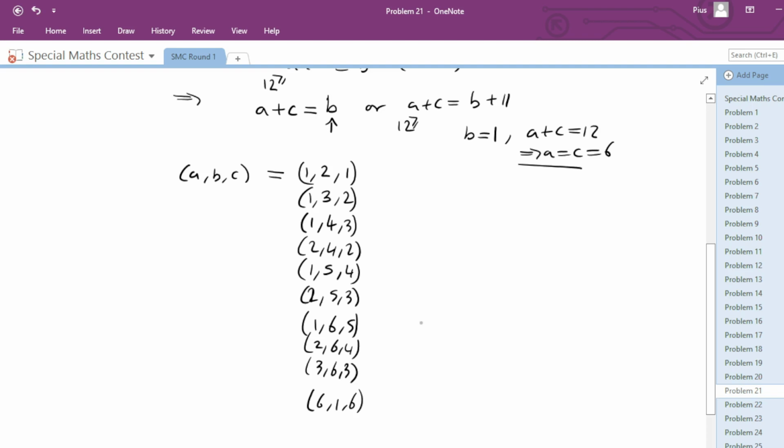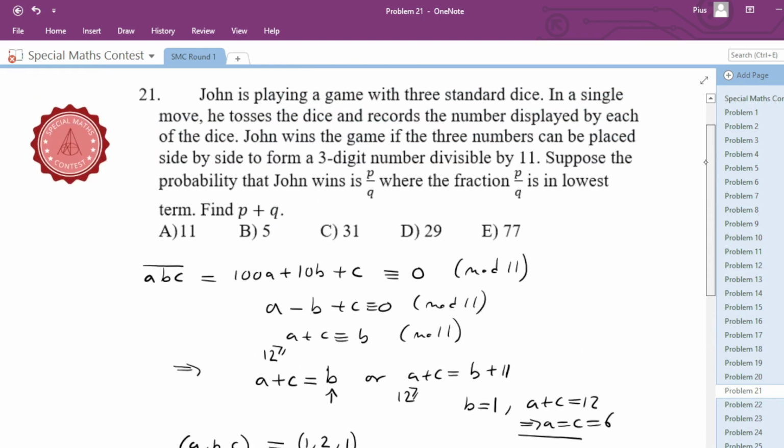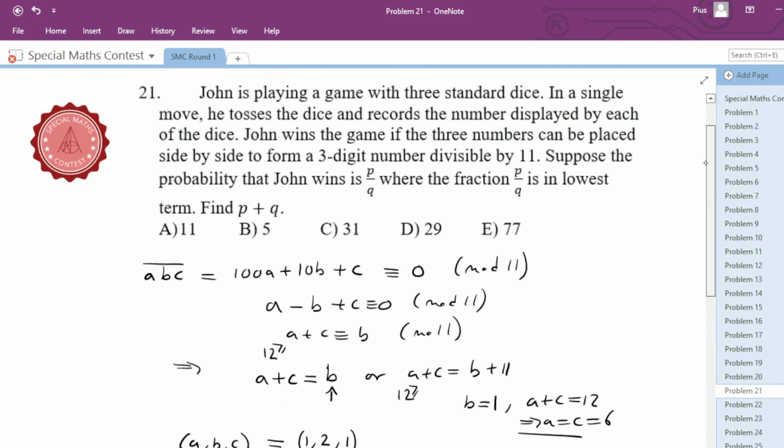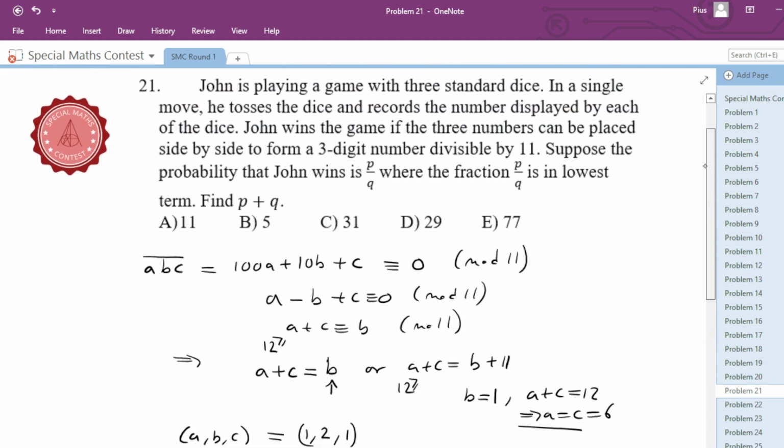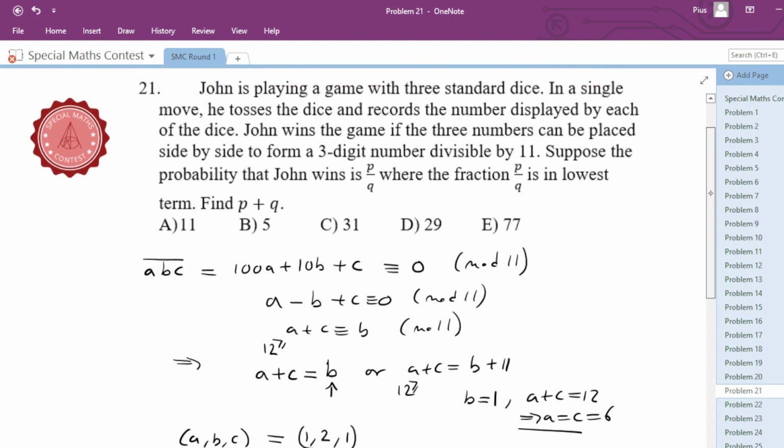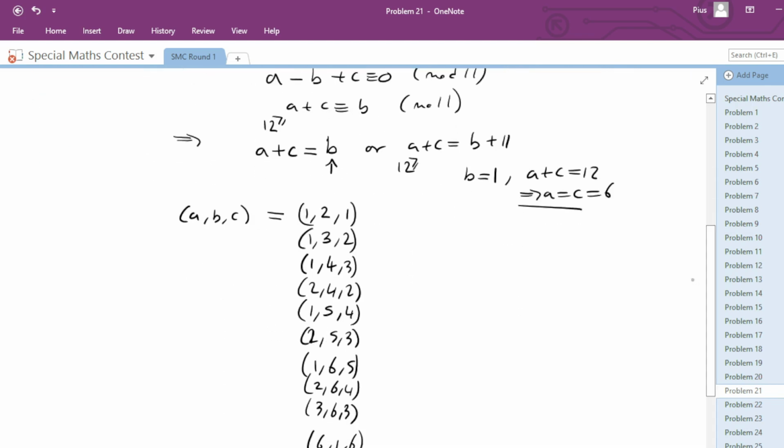Okay, so these all have different compositions. Now for the problem, we are given 3 standard dice, right? Once we label the dice: die 1, die 2, die 3, then we see that the sample space is going to have a total of 6 raised to the power 3 possibilities. That's 6 for the first one, 6 for the second one, and 6 for the next one.